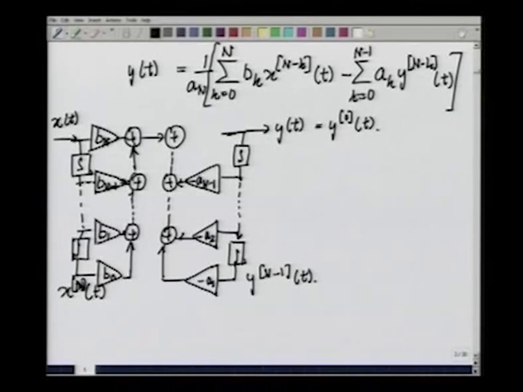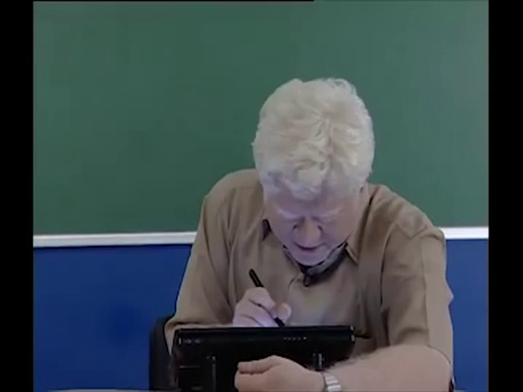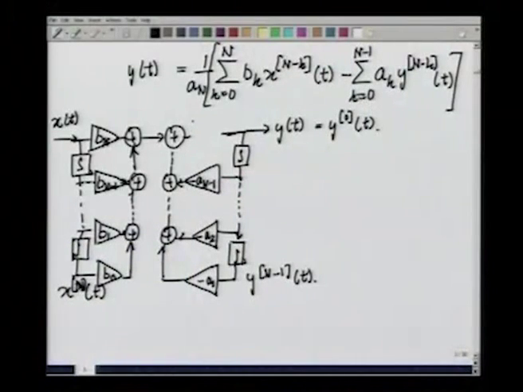Now, at this sum you have practically everything that should equal y t except for the scale factor. And that scale factor as we know is 1 by a n or a n to the minus 1. This gives us the direct form 1 implementation.